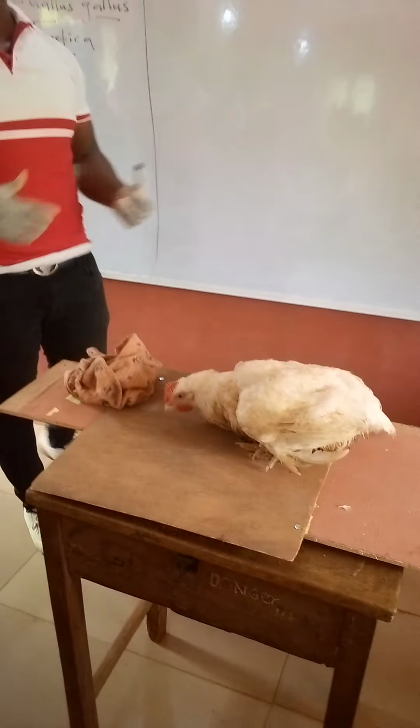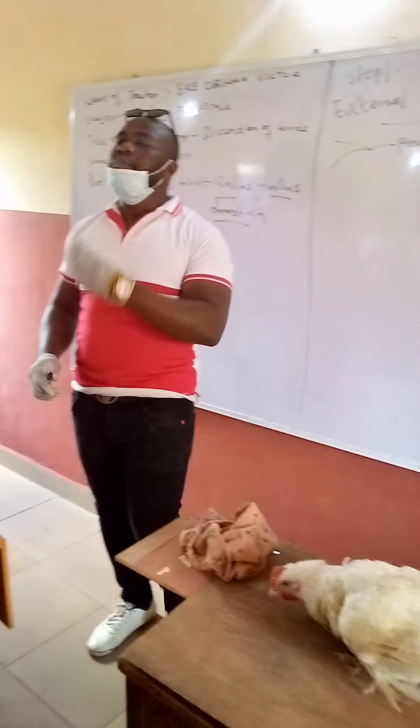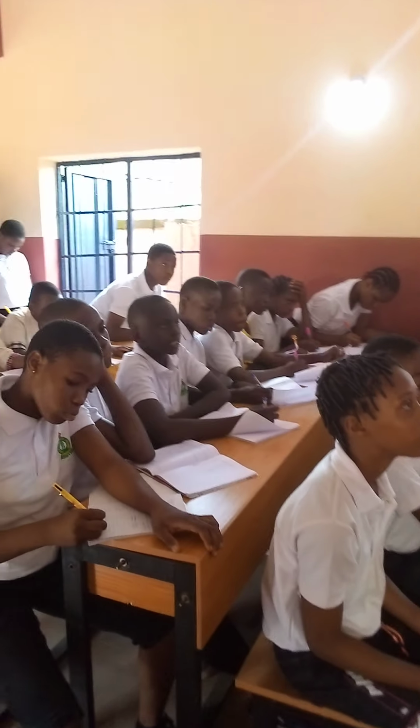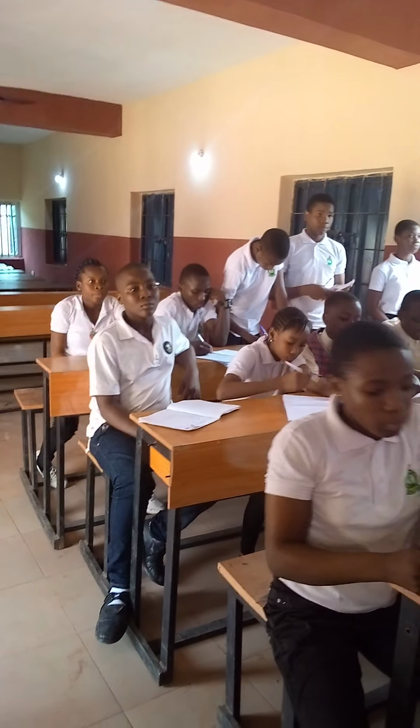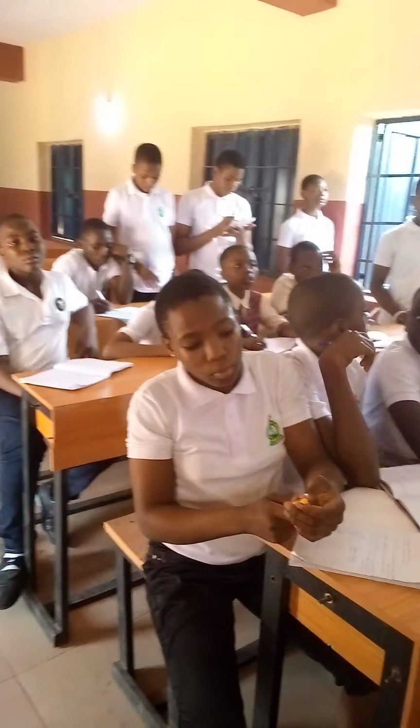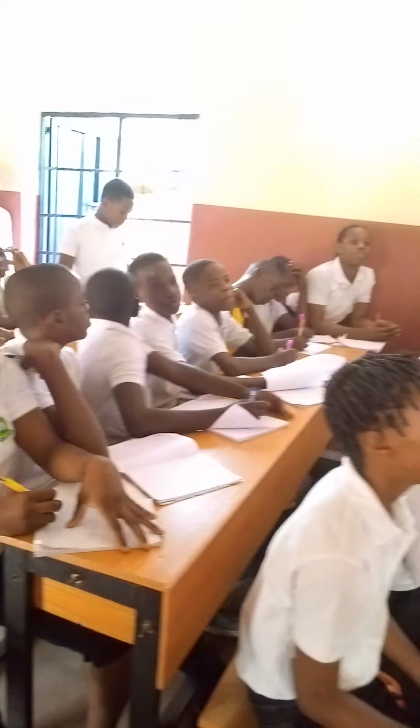Now the function of this beak in the chicken, we don't call it mouth. It's the same thing as the mouth in other organisms, but the name of this is called what? Tell me, say beak. Beak. Good.